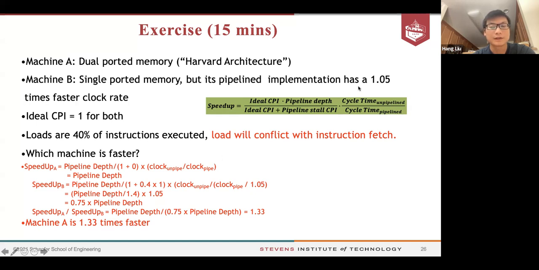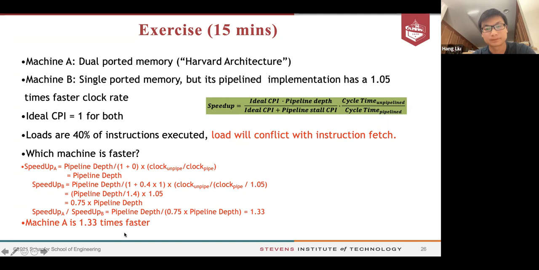But you're gonna have a 1.05 times faster cycle time, right? So it's 0.75 multiplied by pipeline depth. Then we see the speedup of A over speedup of B is 1.33 times. So we see that because you have the dual ported memory, the Harvard architecture is actually 1.33 times faster.